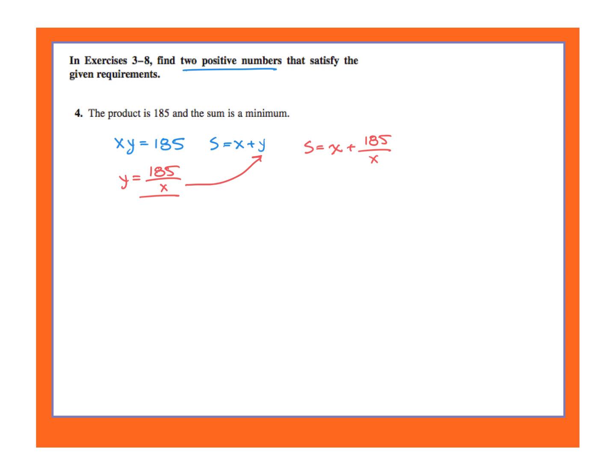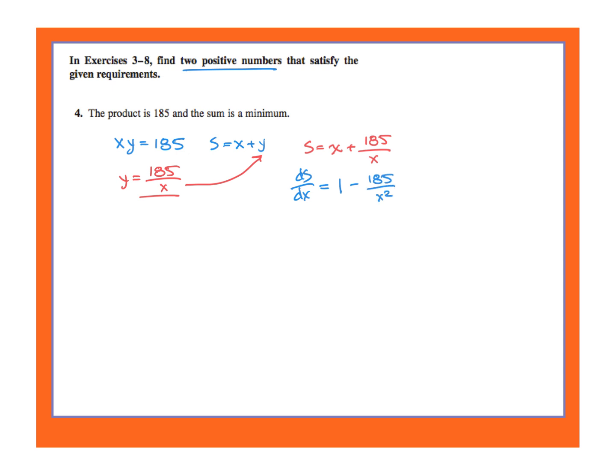Now I'm going to take a derivative. How do I notate taking our derivative? dS/dx. What's the derivative of x? 1. Now I need to take the derivative of 185 over x. How do I want to think of this? 185 times x to the negative first. Exactly. So what's going to come out front? A negative 1. And then I subtract a power, so now it's x to the negative second. And so it's really minus 185 over x squared.